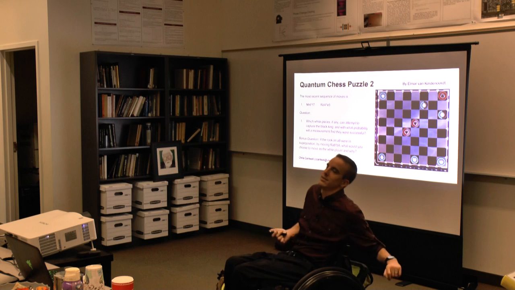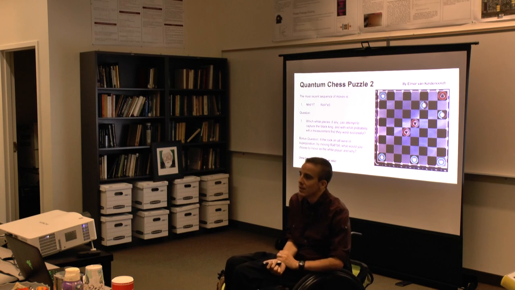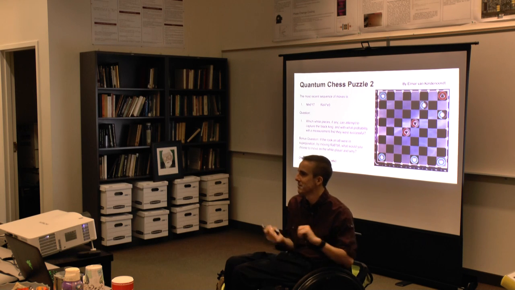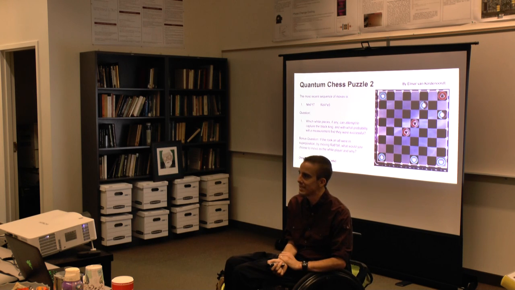The other puzzle is this one. Given these moves, the rook coming from the same piece, which of White's pieces can try and attack the king? Anyone want to take a stab at that?